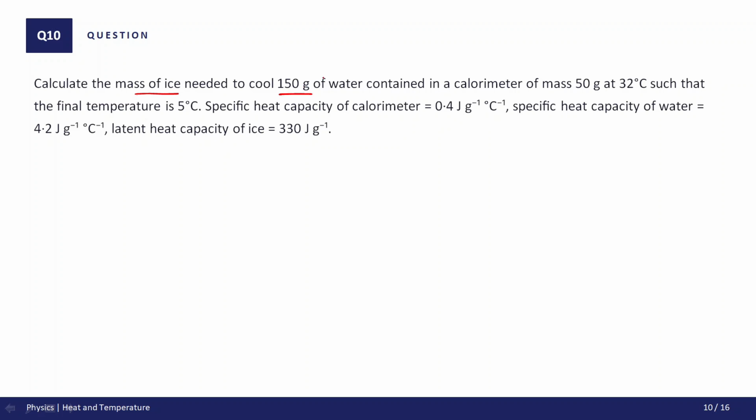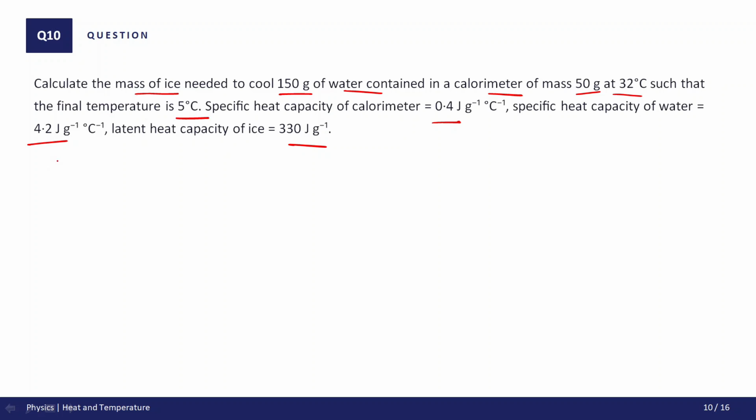Given 150 gram of water, this is the water, 50 gram is calorimeter, water and calorimeter at 32 degrees Celsius, and the final temperature at 5 degrees Celsius. This is for calorimeter and this is for water, latent heat it is. So let us take here the method of mixture. We will write the equation here.